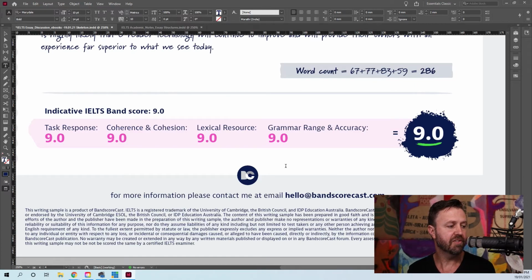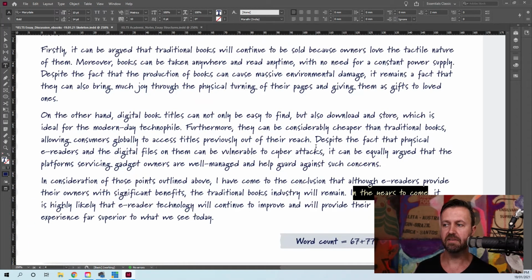It's a good question. So Christian's just asked, is there any penalization if we use "despite the fact" twice? It's a good question, mate. Let me just go back and look at this. It is a good point. So Christian just identified this and this.